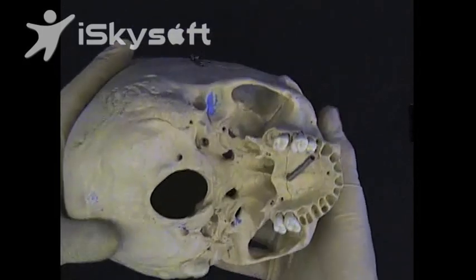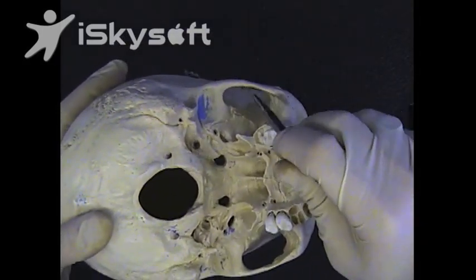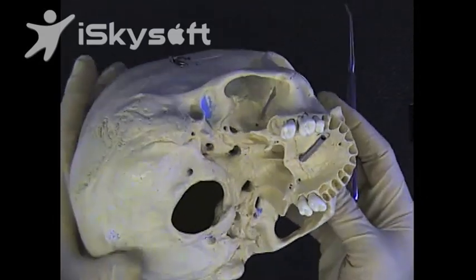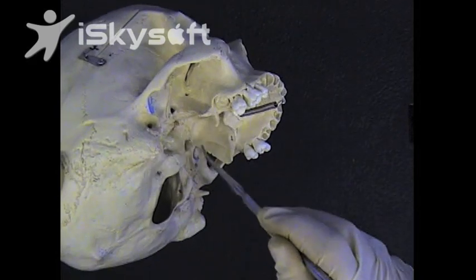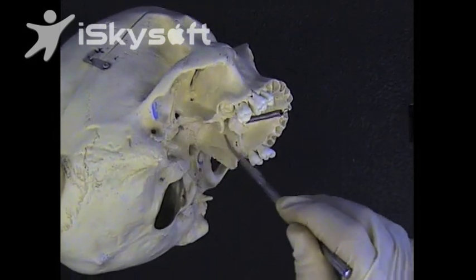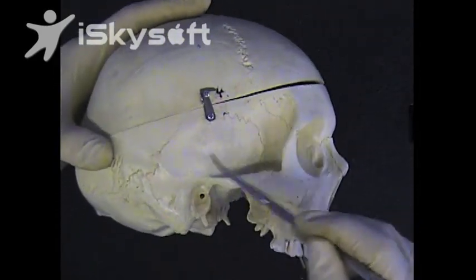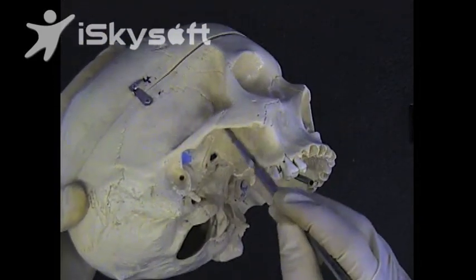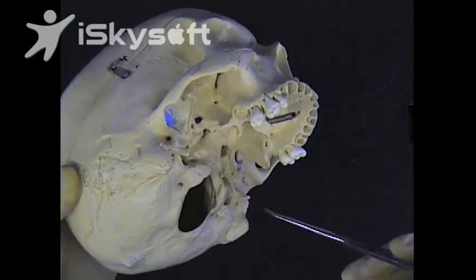So if we can rotate the skull, you'll see that it would be the area all underneath the zygomatic arch here. Then we talk about the pterygopalatine fossa, and that would be the area where I'm showing you with the probe right now. So we have the temporal fossa, infratemporal fossa, and pterygopalatine fossa. Okay?